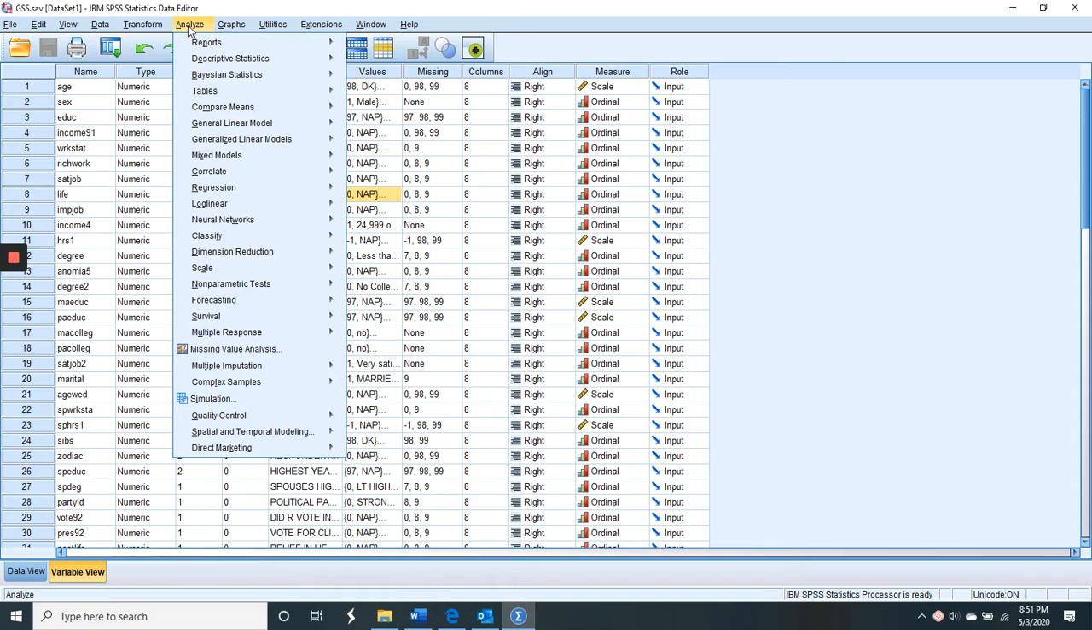So it's analyze. It's in descriptive statistics, but the chi-square is an inferential statistic, so just keep that in mind. They have it in descriptive, I think, because there's lots of options you can do with it. So analyze, descriptive, and it's called crosstabs.